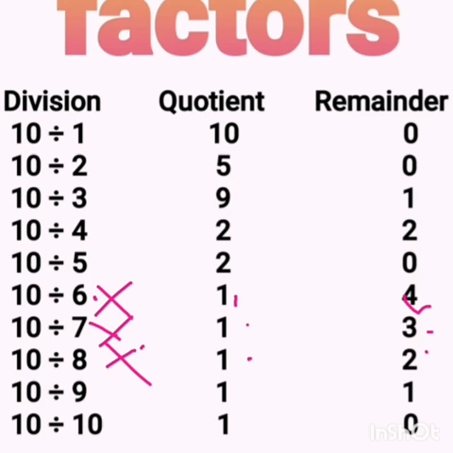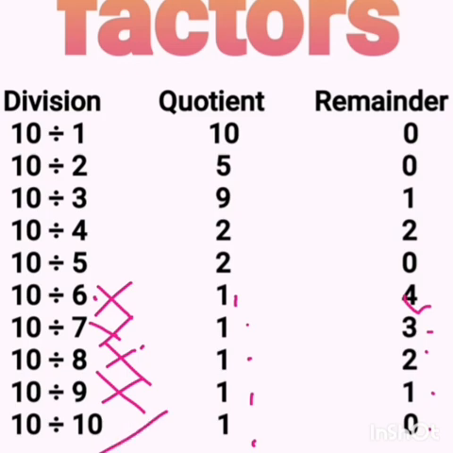So the next is 10 divided by 9 gives me quotient 1 and remainder 1. So 9 is not a factor of 10. So the next, 10 divided by 10 gives me quotient 1 and remainder 0. So 10 is a factor of 10.